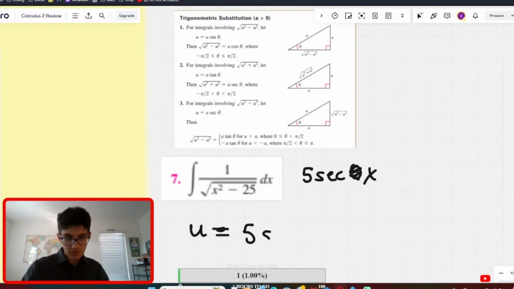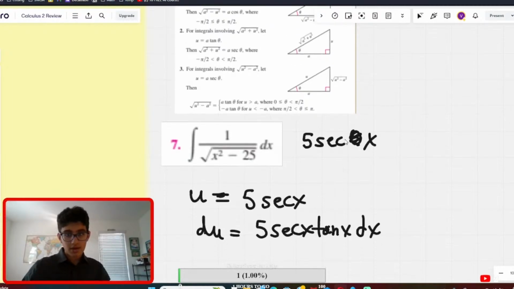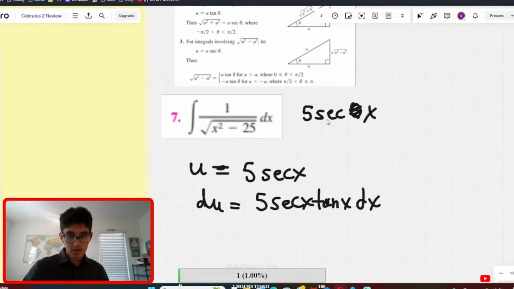So we can just say u is equal to 5 secant x, and then du is therefore, what's the derivative of this? It's 5 secant x tan x, and then obviously there's a dx as well, right, by the chain rule. So we've got du, and we've got u.